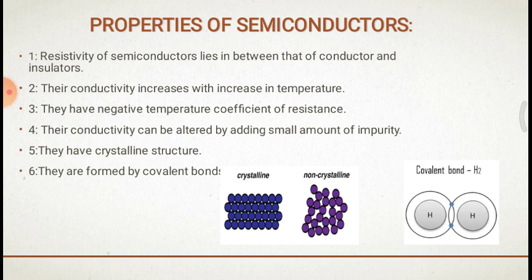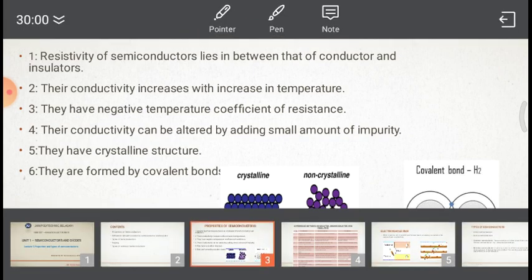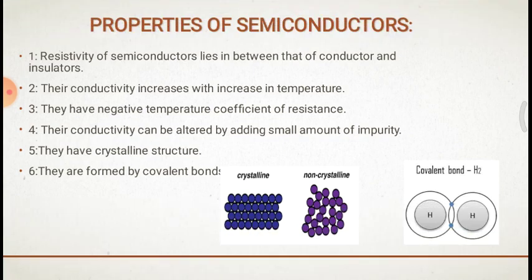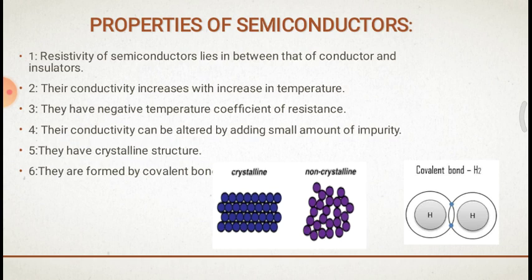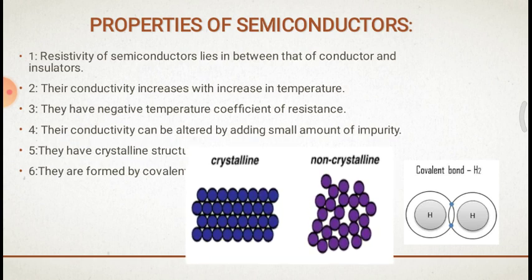Next, they have crystalline structure. You can see in this video, the crystalline structure is nothing but all the molecules are arranged in the proper manner. Here it is not arranged in the proper manner. It is non-crystalline and crystalline. So semiconductor has a crystalline structure.